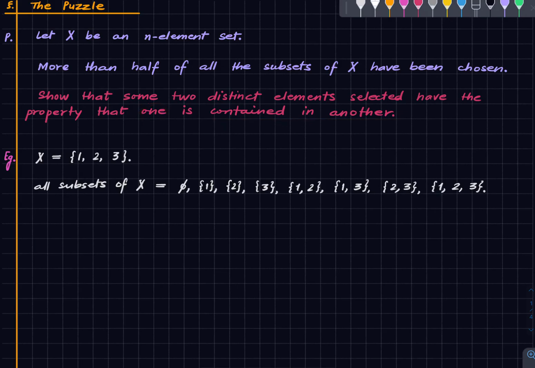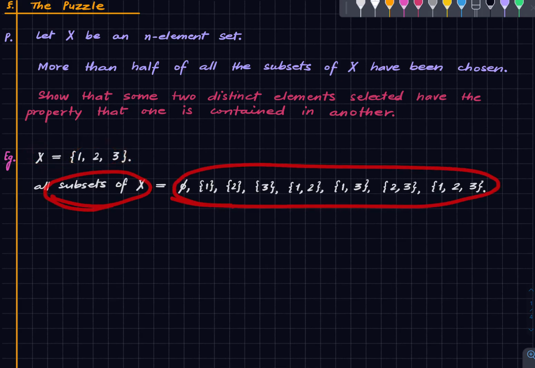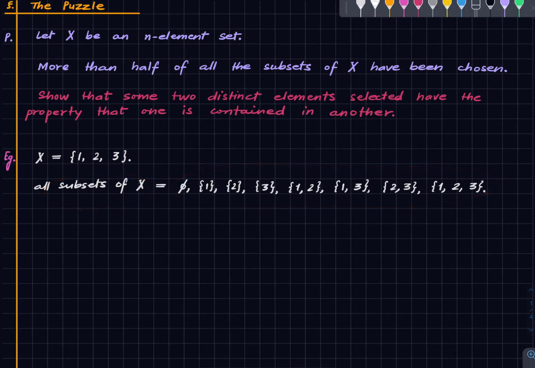Okay. So as soon as we select more than half of all the subsets of X, we are bound to choose two different things such that one is contained in the other. Here is an example. X is this three element set. Then all the subsets of X are written down here. And suppose we select more than half of them.